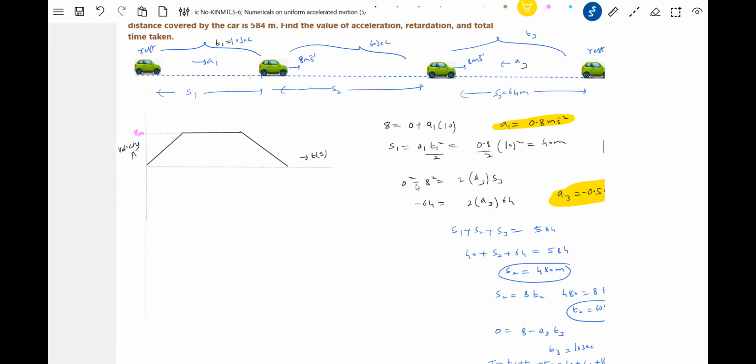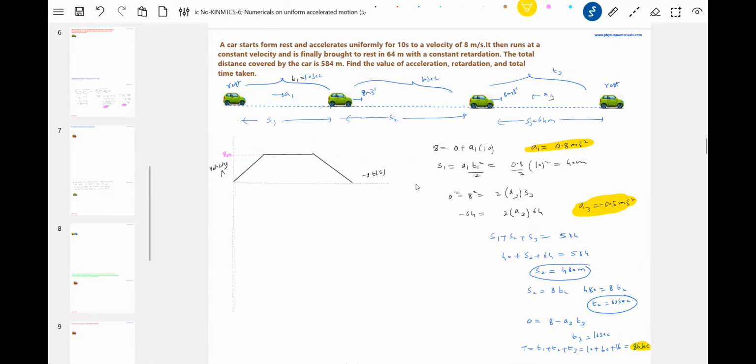Okay, all the quantities, try to notice this. Now, what is this equation? V equal to U plus AT formula. Initial velocity is 0, no? V equal to U plus A1 T1. S1 equal to half A1 T1 square. Solving this, I'll get A1, from this A1, from this S1.